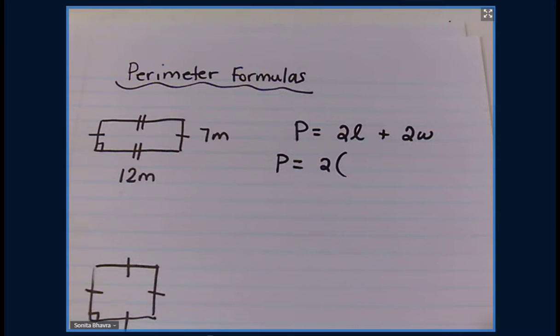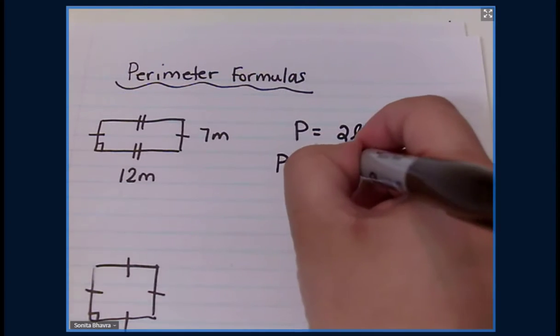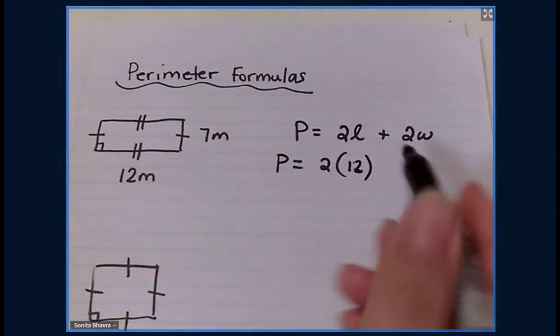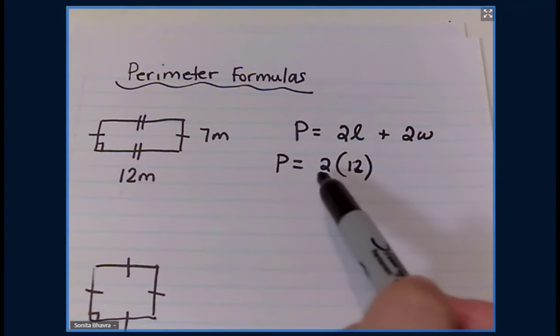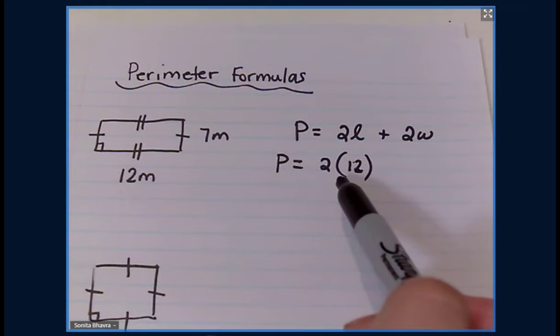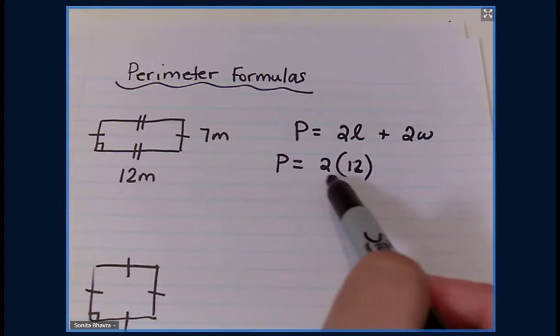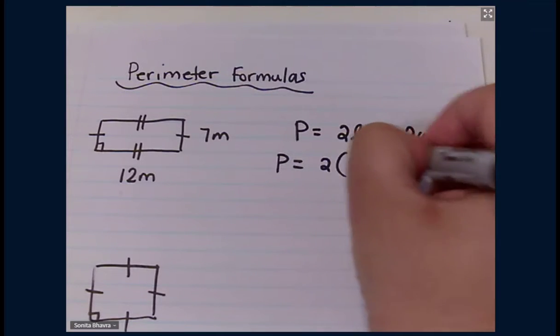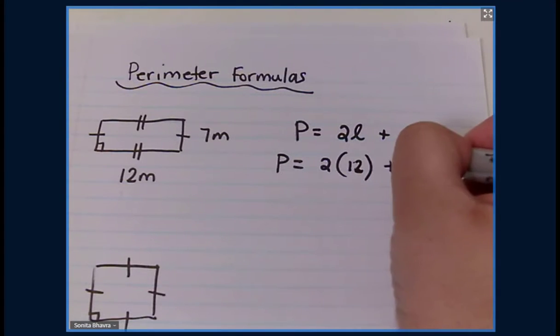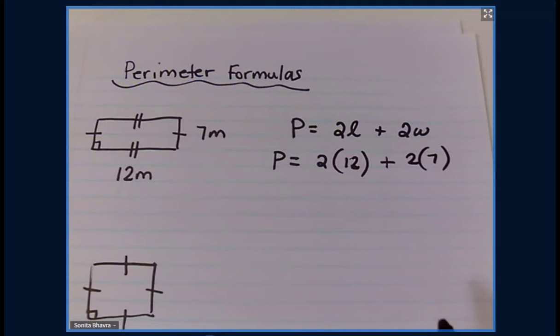I'm using brackets. So it's 12 for length. Remember, 2L here means it's 2 times L. So we are multiplying. If you didn't use the brackets, it would look like 212. But you have to use the brackets to show that you're multiplying. Plus 2 times W, so 2 times 7, like this.